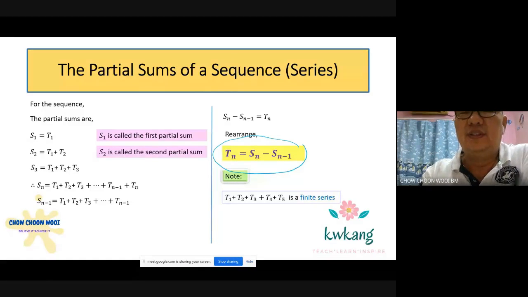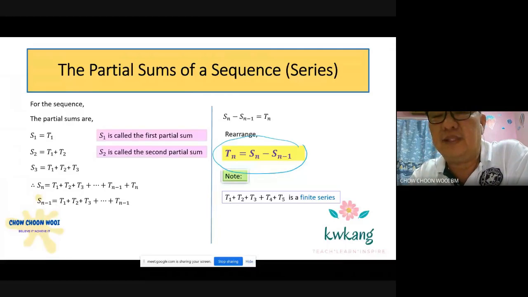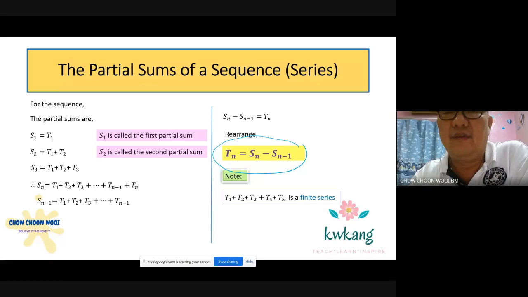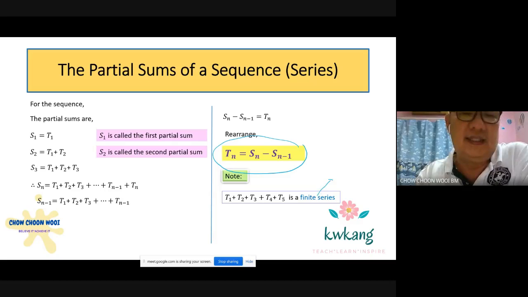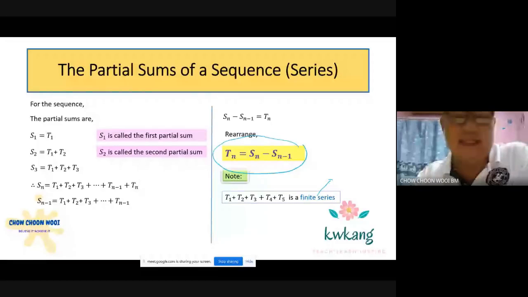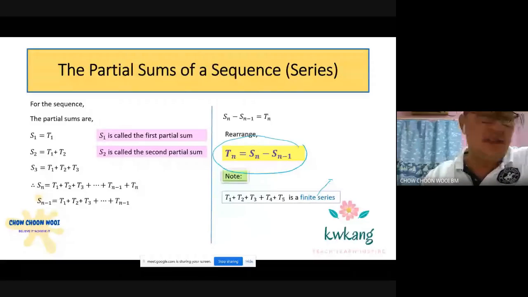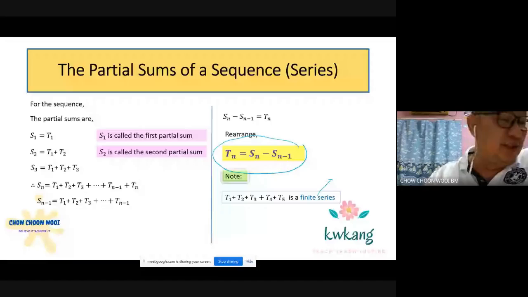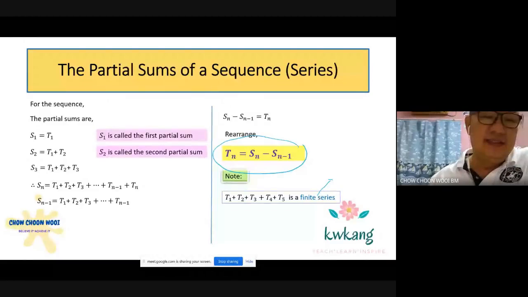Okay, note. So T1 plus T2 plus T3 plus T4 plus T5, it is a finite series. Finite series in Malay we call it siri terhingga. Okay, good. Finite series is siri terhingga. Tahu tak apa maksud terhingga semua? Kalau tak tahu, tolong type tak tahu.